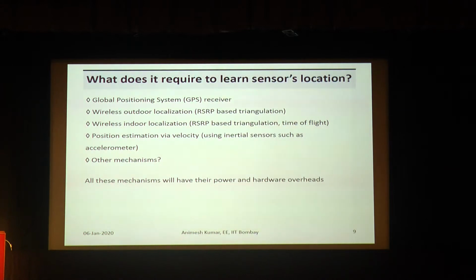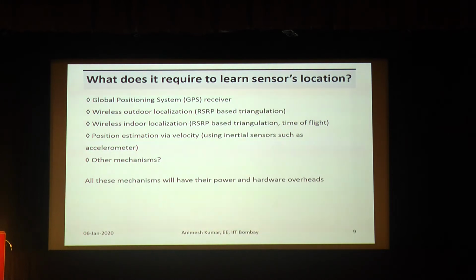Either we need some sort of GPS receiver, or we can do outdoor localization based on received signal strength or RSRP. Maybe one can even use time of flight, because I think the newer wireless protocols have been using time of flight for even more accurate localization of a mobile target or a moving receiver. One can even propose that we use the inertial sensors which are already available, such as accelerometers, and then estimate position via the velocity, which is estimated via the acceleration, or maybe come up with some even more fancy mechanism.